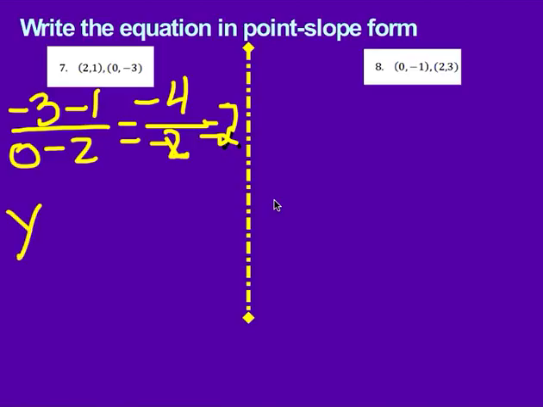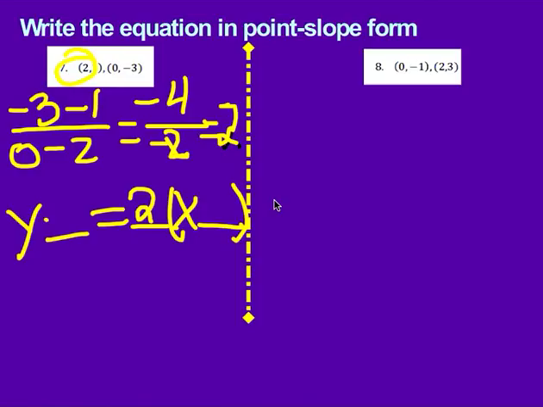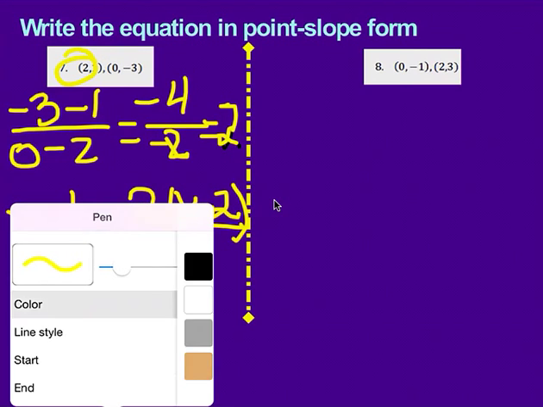So let's go ahead and put it into point slope form. Again, it doesn't matter what point you choose. So my slope is 2, and let's use that first point. My y-coordinate is 1, so the opposite is going to be minus 1. My x-coordinate is 2, so the opposite is going to be minus 2. And that right there is your slope-intercept, or your point-slope form, not slope-intercept. I'm getting ahead of myself.